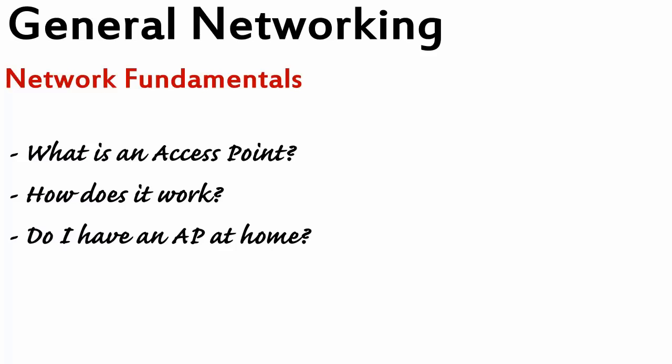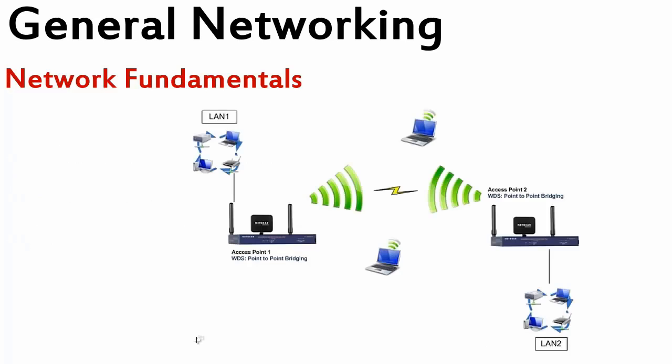We're going to talk about access points in general, show you how they work, and of course again, do I have an access point at home? A wireless access point is just a device that will allow your wireless devices to connect to wired networks using Wi-Fi. You need a wireless card in your laptop, in your phone, in your printer. Then you need an access point that will be connected to your main network. That's a very basic definition of an access point.